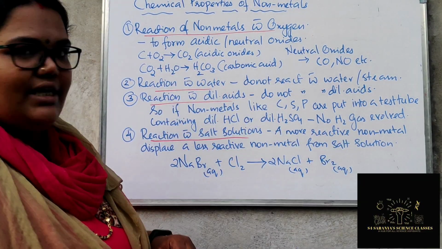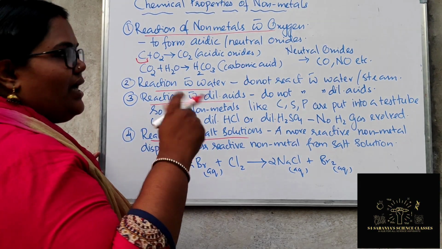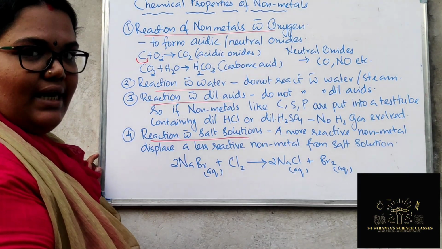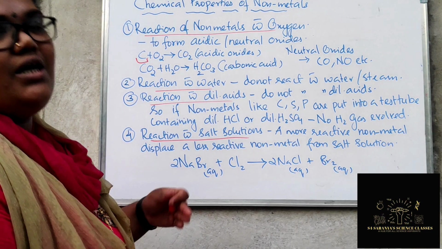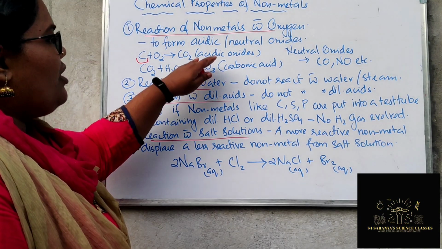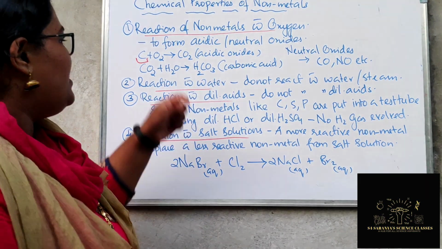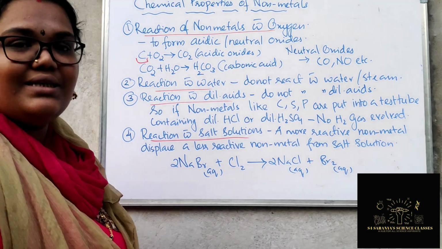For example, if you take carbon, which is a non-metal, it will react with oxygen and it can form carbon monoxide, which is a neutral oxide. If it forms carbon dioxide, then it is an acidic oxide. Why is it an acidic oxide? Because when it is dissolved in water, it forms the corresponding acid. So carbon dioxide, when dissolved in water, can form carbonic acid.